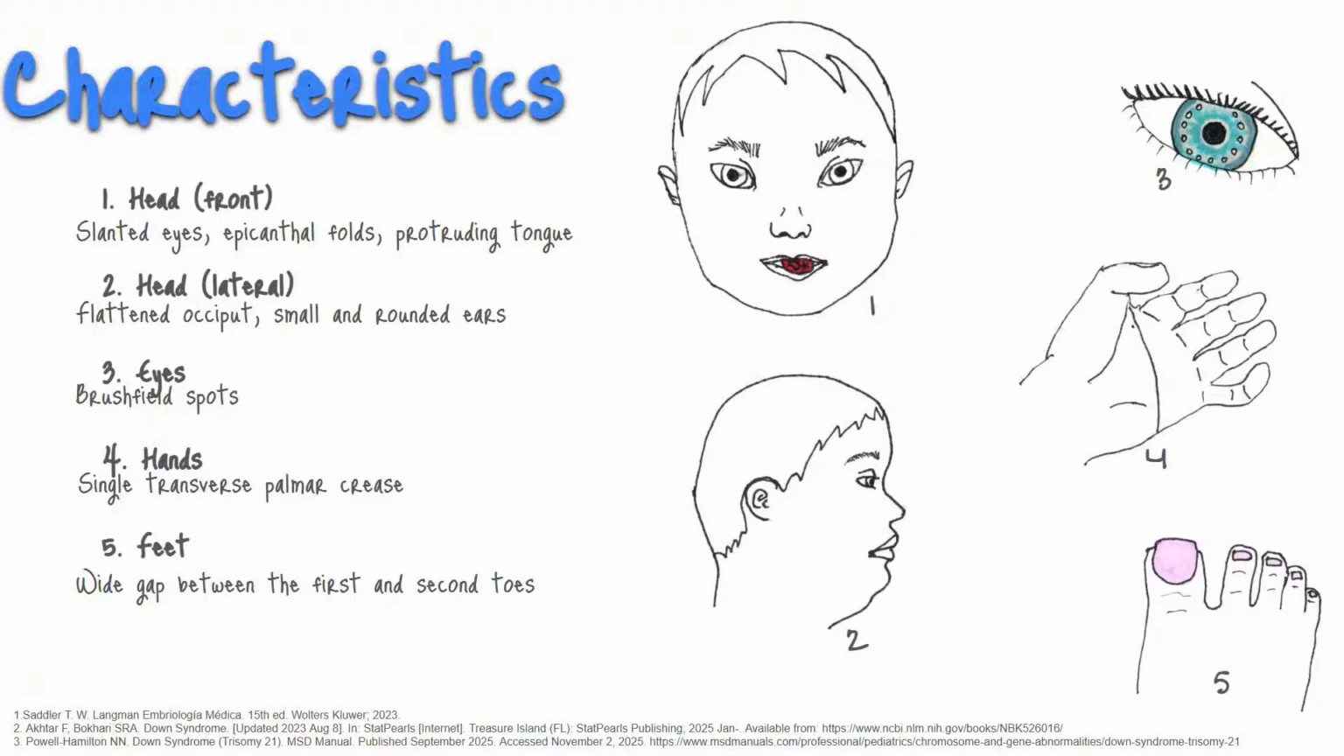Again, showing the main characteristics, here we have on image number 1, the head in frontal view, where we can see the slanted eyes, epicanthal folds, and protruding tongue. On image number 2, we have a lateral view of the head with a flattened occiput and small rounded ears. On image number 3, we have the eyes with Brushfield spots. On image number 4, we have the hand with a single transverse palmar crease. And finally, on image number 5, we have the foot with a wide gap between the first and second toes.